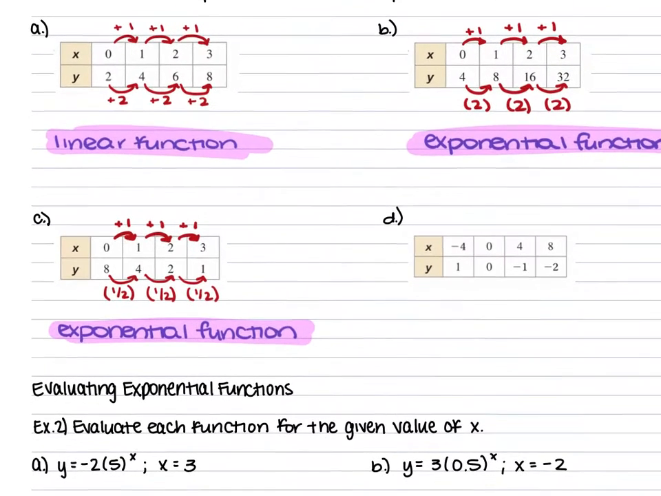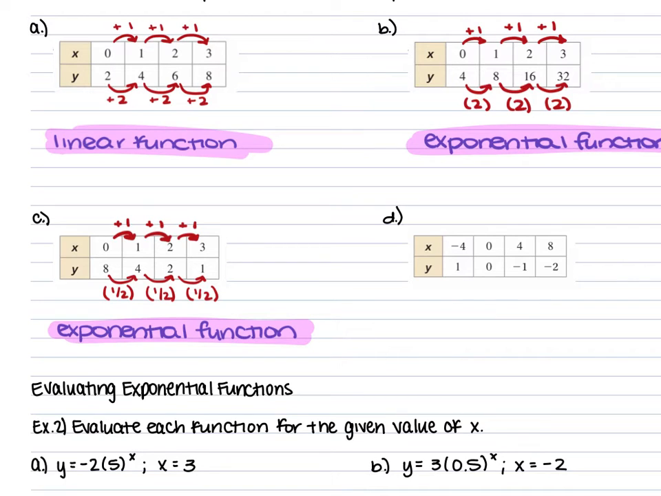For example D, we have x values of -4, 0, 4, and 8. So from -4 to 0, we add 4. From 0 to 4, we add 4. From 4 to 8, we add 4. Our x values all have that consistent rate of change by adding 4, so forget about them. Look at your y values. From 1 to 0, we subtract 1. From 0 to -1, we subtract 1. From -1 to -2, we subtract 1. So because we are adding a -1 to each of these y values, that change is differing by addition. So this is a linear function.